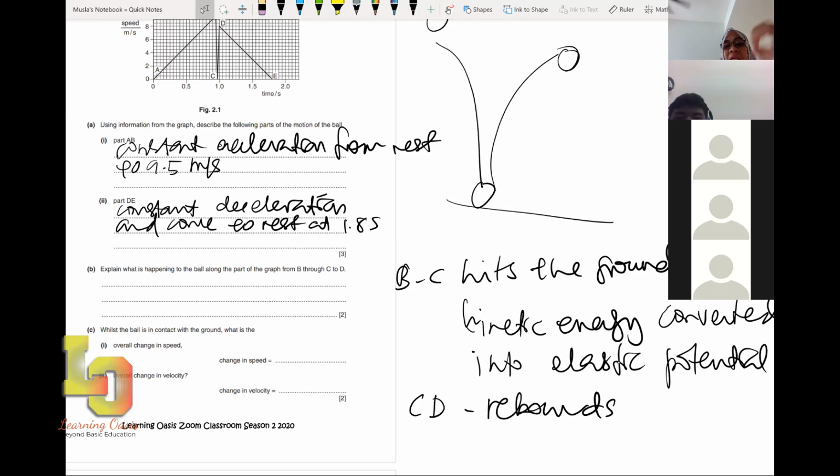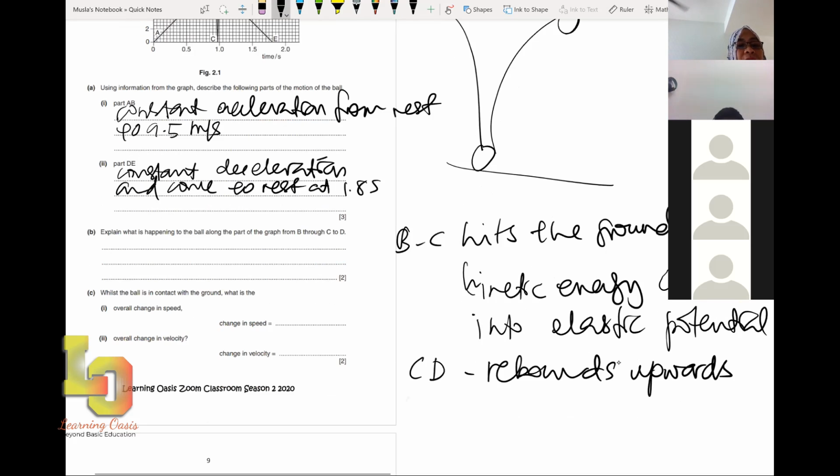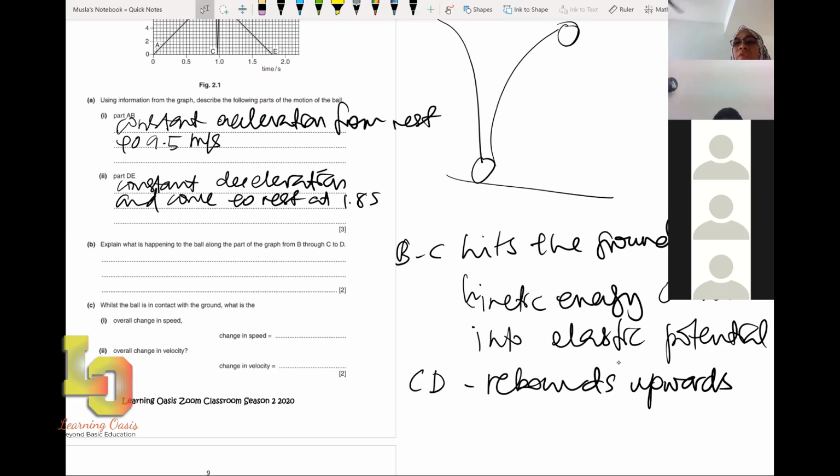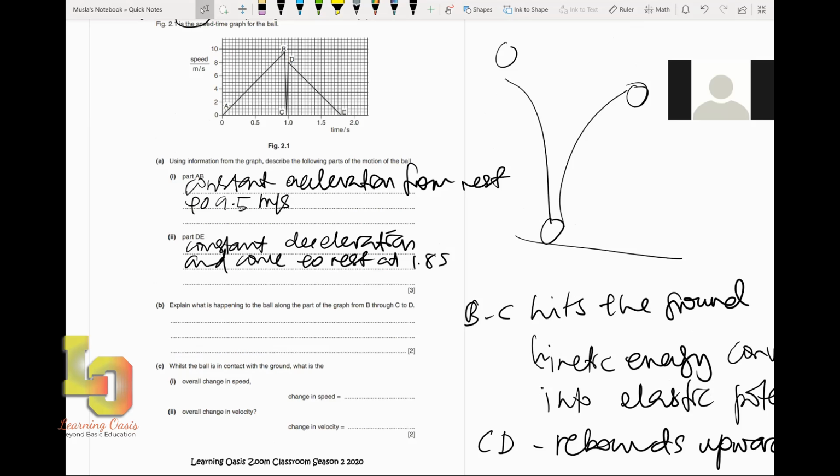Elastic. So as it hit the ground, the kinetic energy is changed into elastic potential energy. And then at T to D, it rebounds back. It rebounds upward. Okay. Now, while the ball is in contact with the ground, what is the overall change in speed?